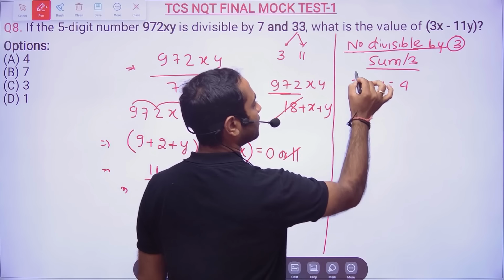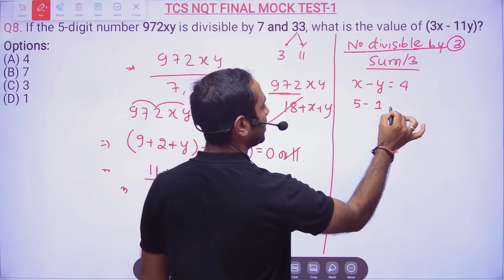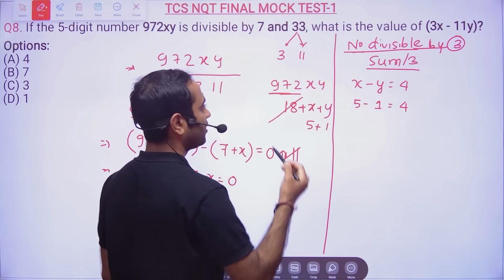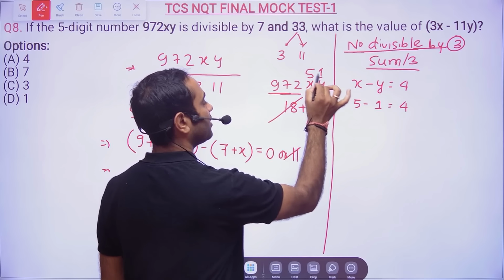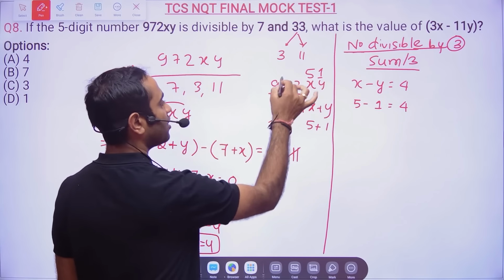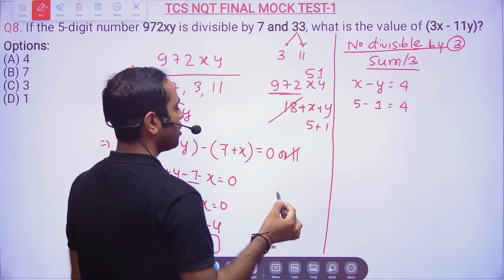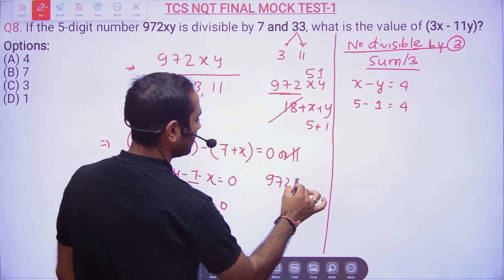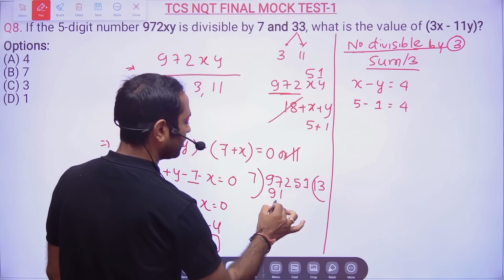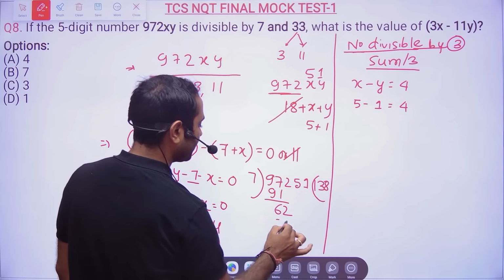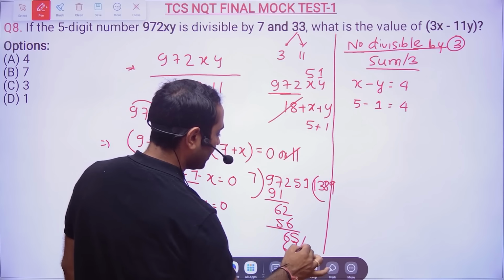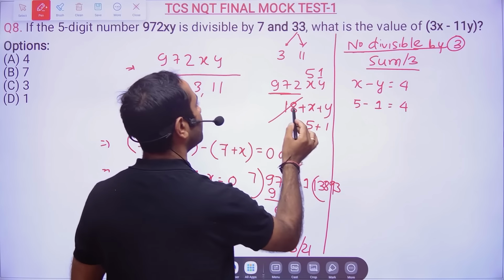So x value I will keep 5, and y value I will keep 1. It will give me 4. So 5 plus 1 will be what? Sir, 5 plus 1 will be 6. So this number will also be divisible by 3, because it will become 6. Total sum if you count, 18 plus 6 is 24. 24 is divisible by 3. Now for 7: 7 13s are 91, 7 8s are 56, 7 9s are 63, and then 7 3s. So with 7 also it will be done.